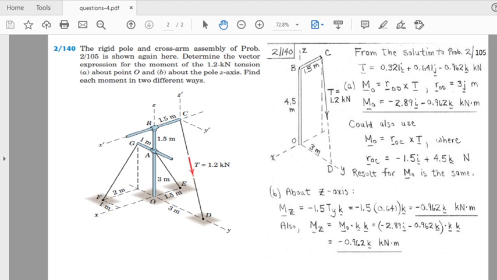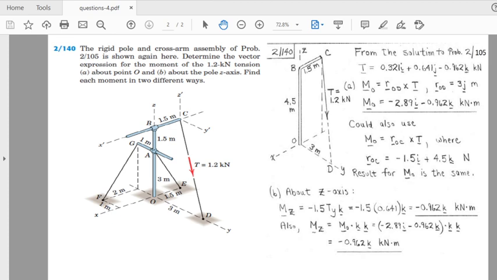So many kilonewton meters. Now we have to find the moment about the pole z-axis. In the figure shown in the problem, we have only shown the vertical pole OB and half of the crossbar BC, because we don't need the other geometry. Now we have to find the moment about the pole axis, which is the z-axis. The pole OB is along the z direction, so we have to find the moment about the z-axis.